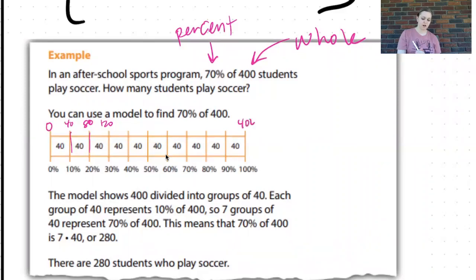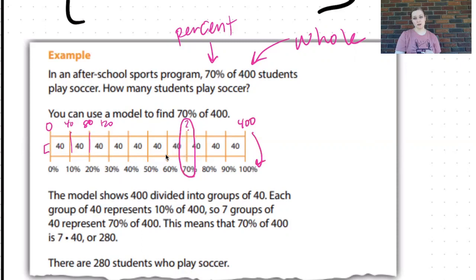We know that 400 is the same as 100%, right? 400 is my whole, 100% is a whole total battery, right? So we're thinking about it like that. I could even make it look like a battery if I wanted to, okay? Just like the battery on your phone, 100% charged. So what we're trying to find is 70%, right? I want to know what number is equivalent to 70%, okay?